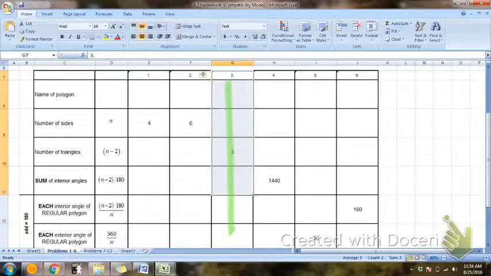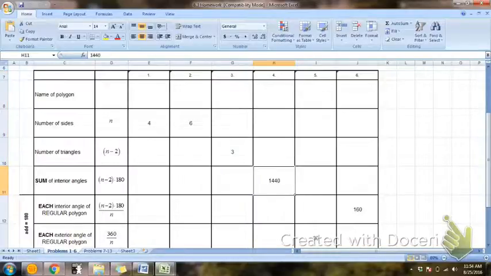So if I wanted to start in column 4, I'm going to start in column 4. What was I given? I was given the sum of the interior angles. So that's where I have to start. And I know that this is the formula for the sum of the interior angles. So off to the side, I'm going to do n minus 2 times 180, you can use a separate sheet of paper, equals 1440.